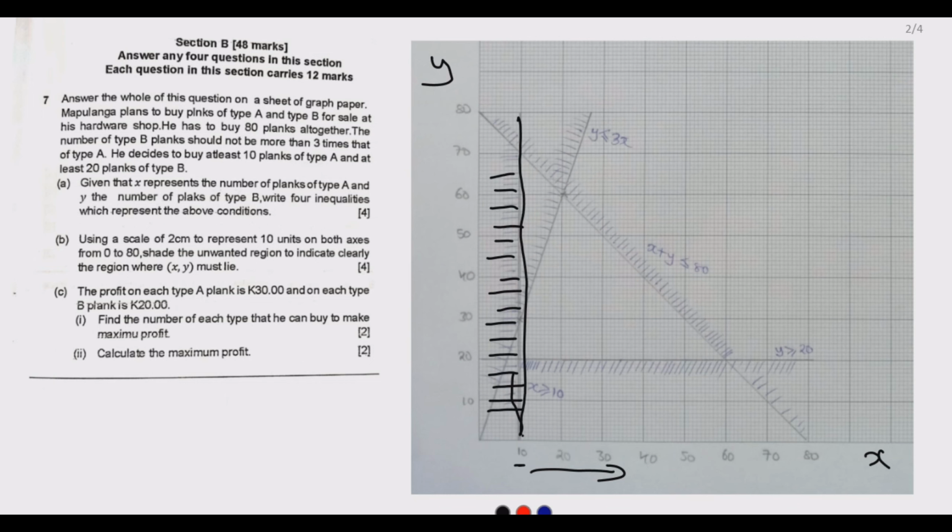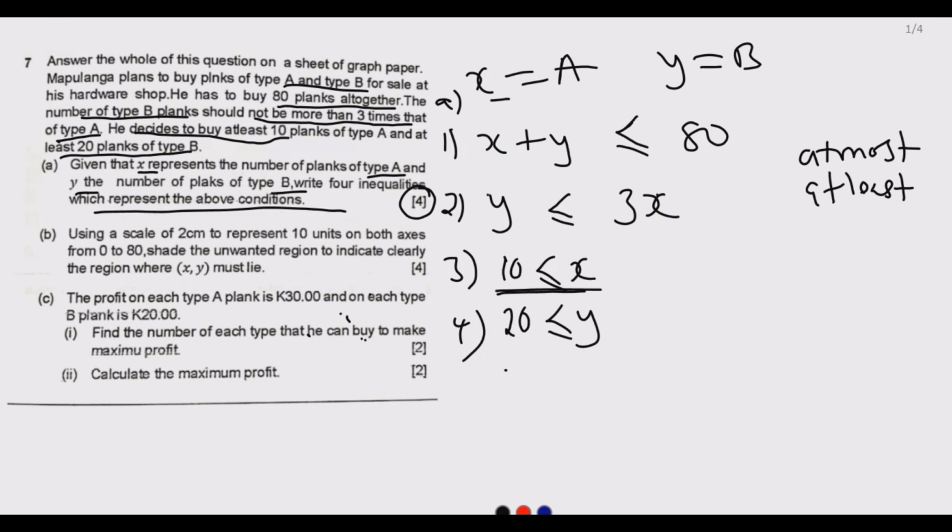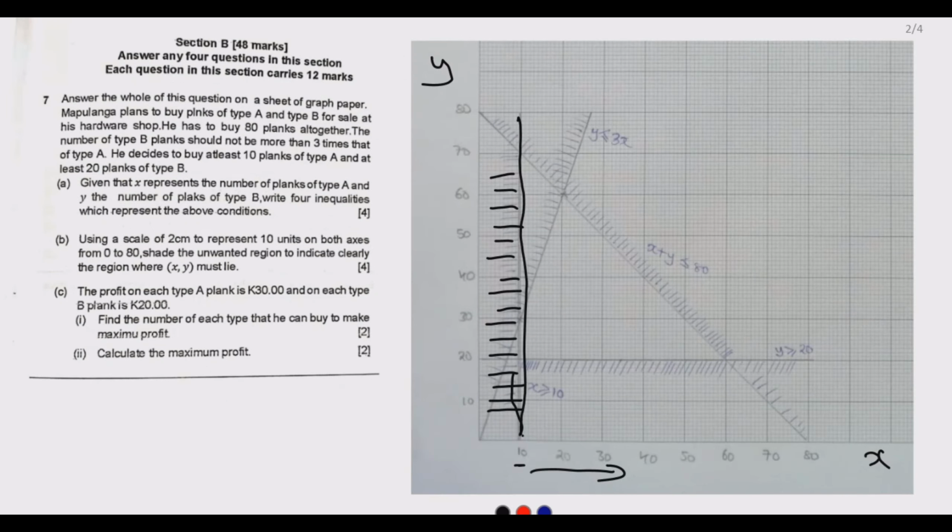Okay. Then, when we come to y should be at least greater or equal to 20. So, we come along the y-axis. This is the 20 line. Then, greater or equal to 20 is above. So, it's this region. The unwanted region. So, the above region is what we want.